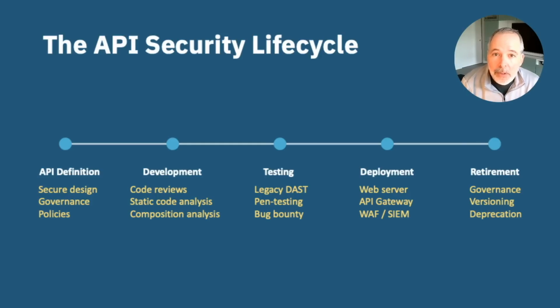It's critical that we find and fix vulnerabilities here because this is your last step before your APIs are now live and in production. And then you've got to rely on your runtime technologies like firewalls and gateways and SIEMs to be able to identify and block attacks as they're happening. And finally, when you no longer need that API or you release a new version, make sure you're removing any old APIs that don't need to be out there.